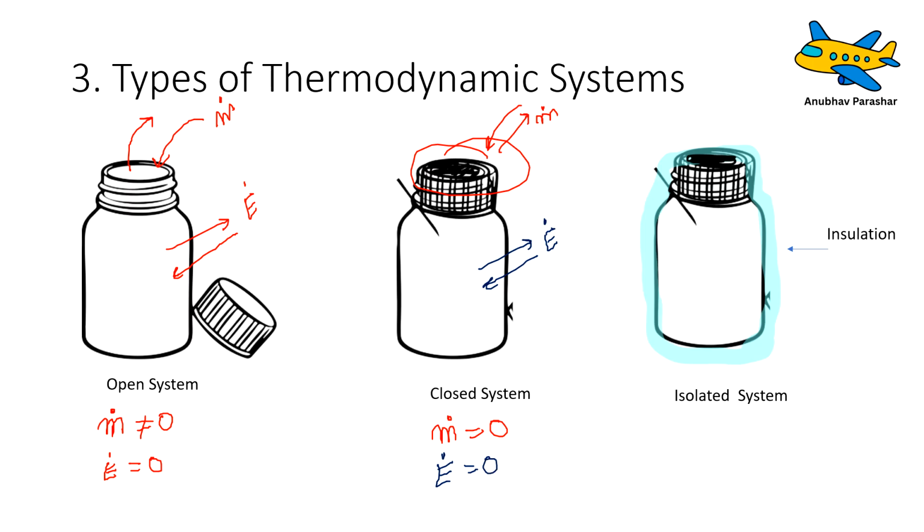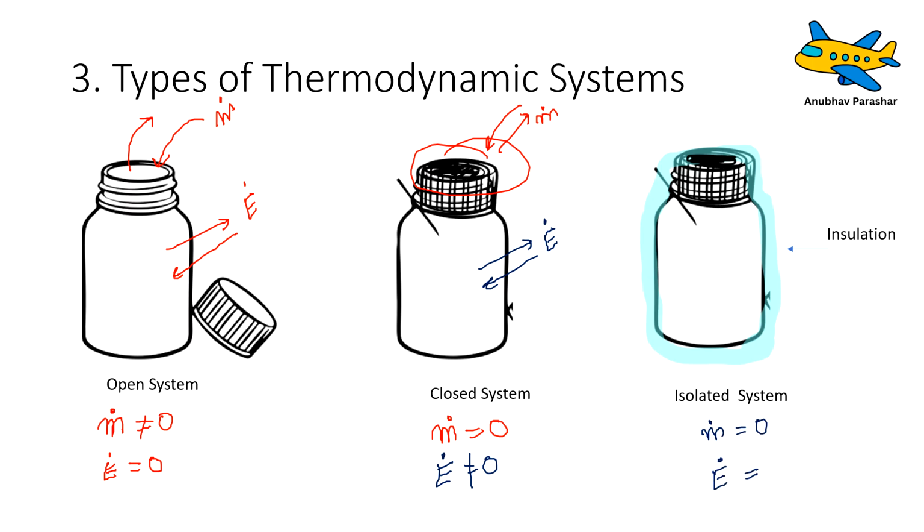Now, energy transfer can be of two types. As I said, it can be work transfer, it can be heat transfer. We'll understand what work transfer and heat transfer are later on. Having said that, mass transfer is 0, but energy transfer is not 0 in a closed system. Having said that, if you block both mass transfer and energy transfer, it becomes an isolated system.